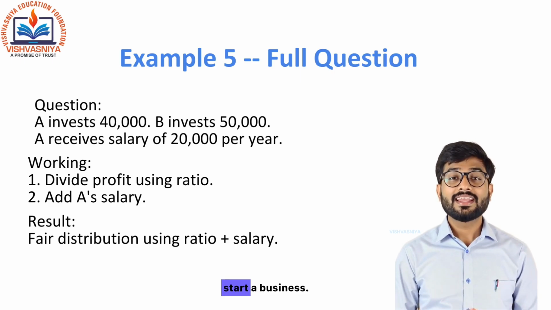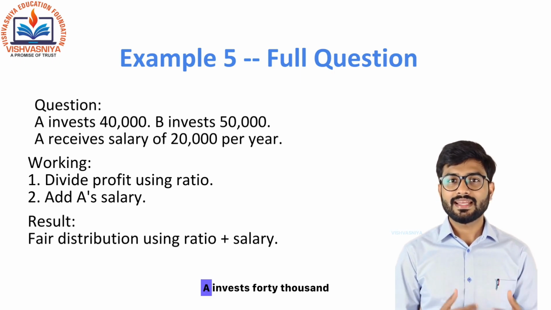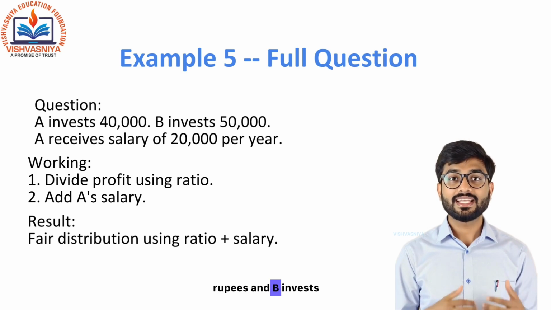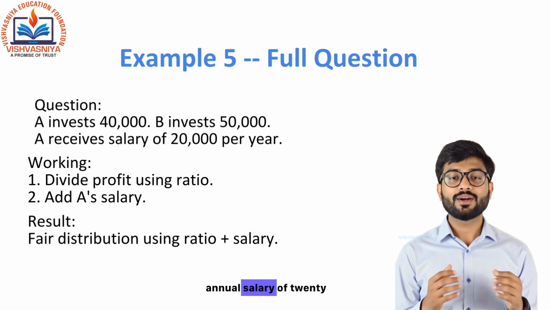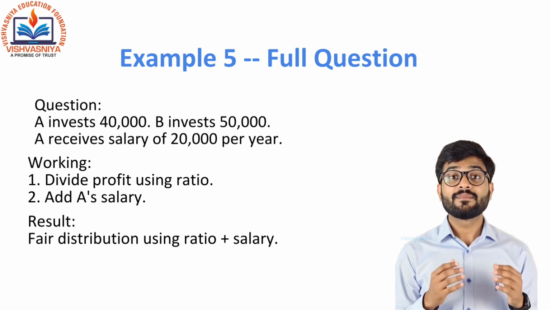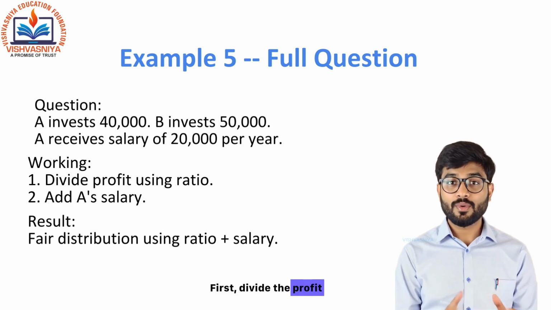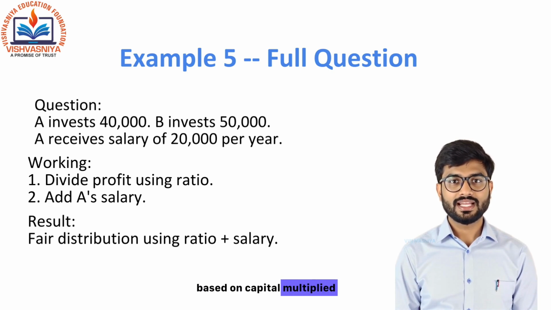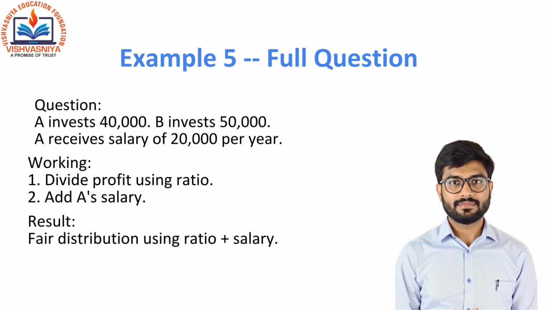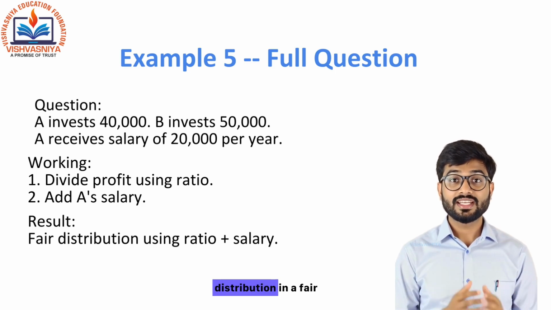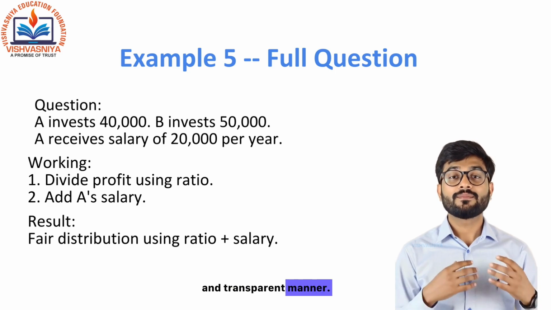Suppose A and B start a business. A invests 40,000 rupees and B invests 50,000 rupees. A also handles the business and receives an annual salary of 20,000 rupees. First, divide the profit based on capital multiplied by time. Then add A's salary. This gives the final distribution in a fair and transparent manner.